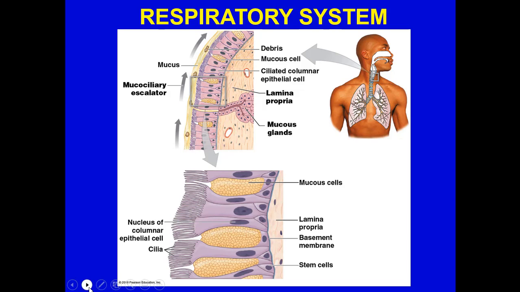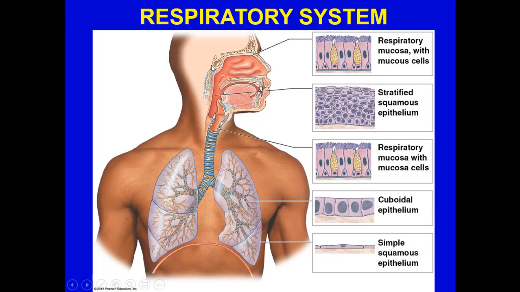Okay. Now, we have here the respiratory mucosa with the mucus cells located up in here. We have in the back of the throat stratified squamous epithelium. That is because the stratification is necessary because what you have is the boluses of food that will push and erode down as they go into the esophagus.